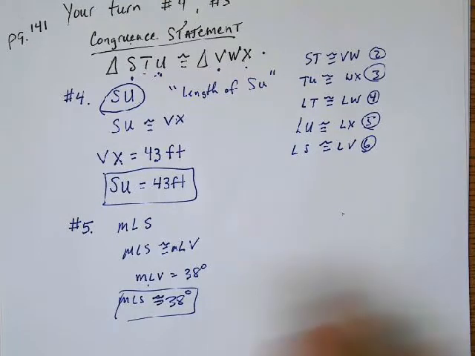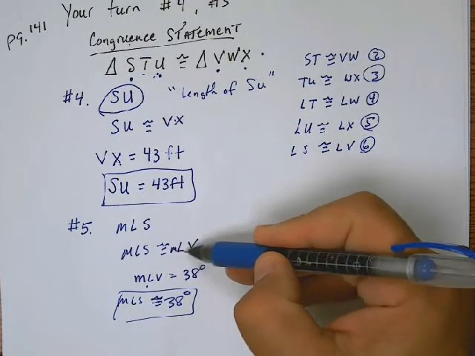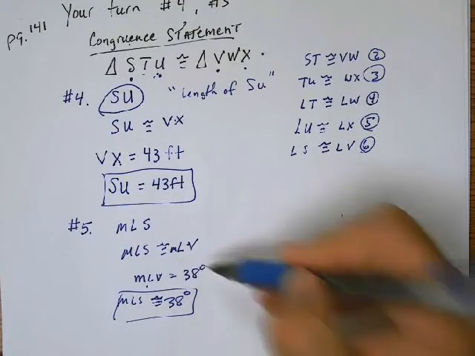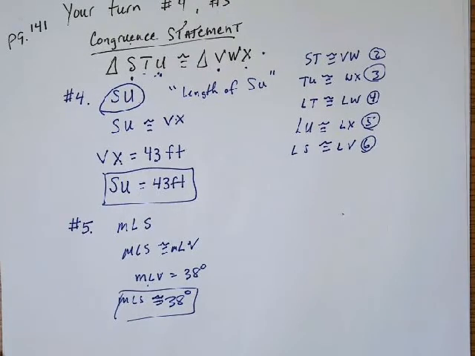Okay? Actually, you know what we've just used? We've used the transitive property. S is equal to V. V is equal to 38. Therefore, S is equal to 38. That's called the transitive property. You don't use it much in algebra, but we do use it a lot in geometry. Colby, does that make sense?